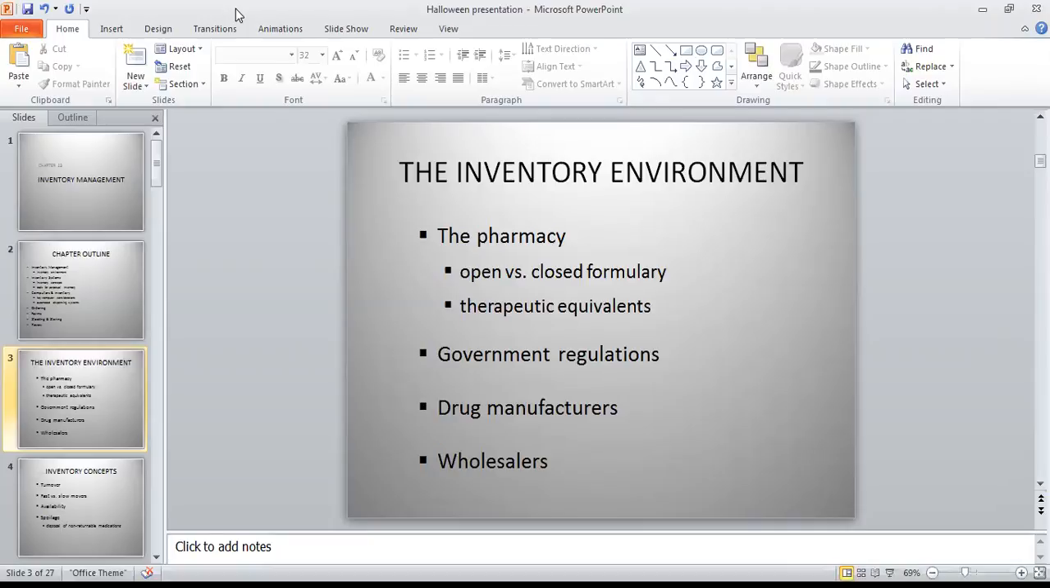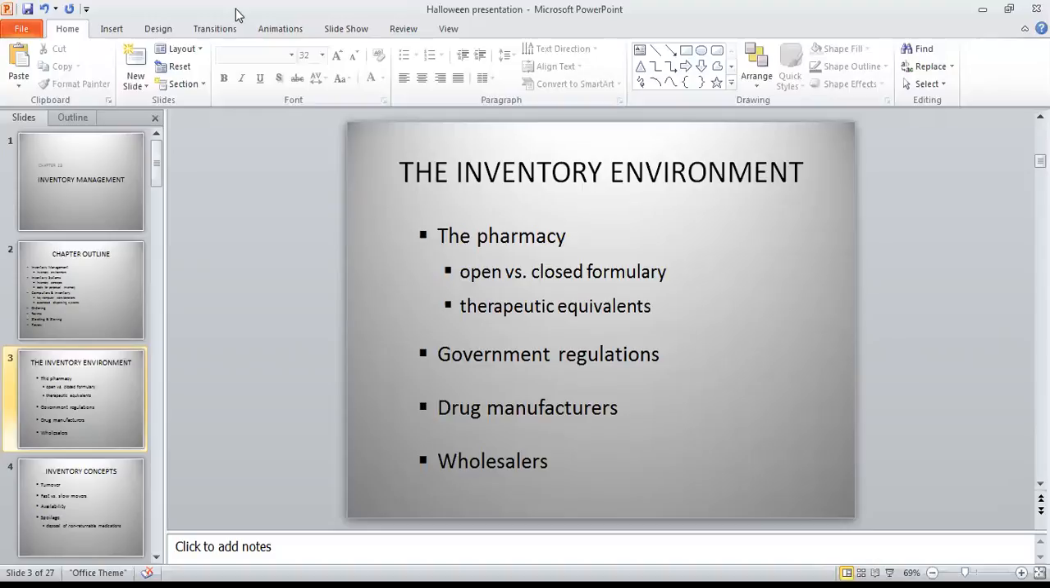Drug manufacturers also have a say in this because they are the ones who actually are preparing the drugs. Occasionally we have to deal with drug manufacturers, not only in terms of drug availability, since sometimes we run out of stock, but also in terms of returns. But we don't buy directly from drug manufacturers.